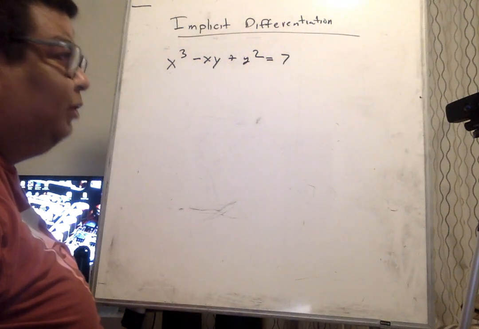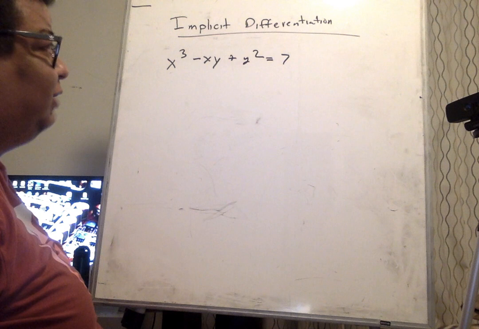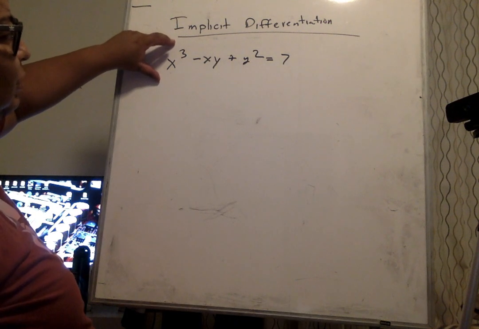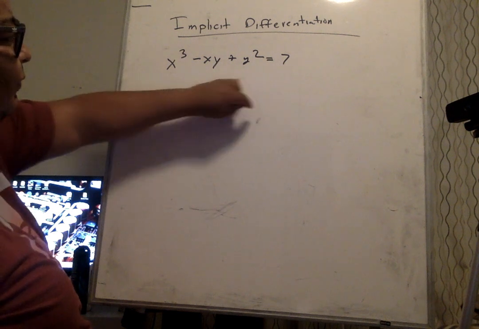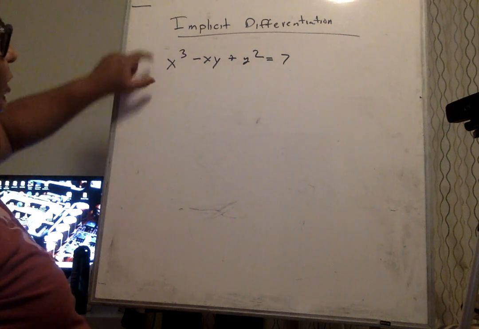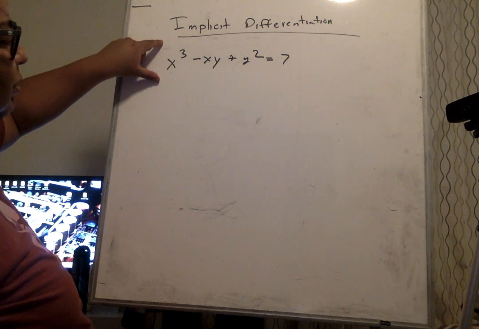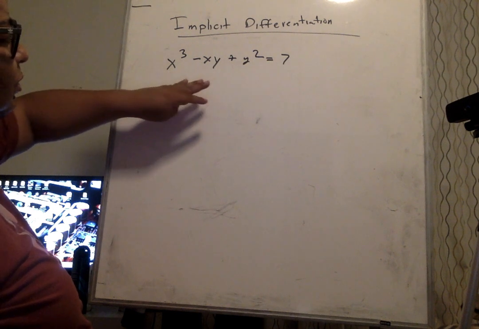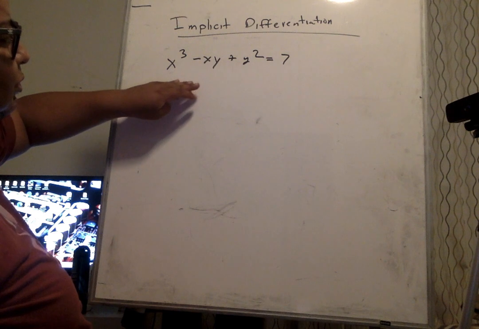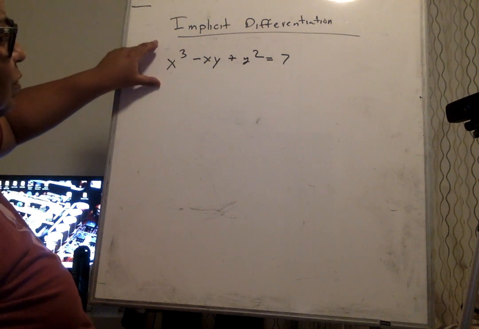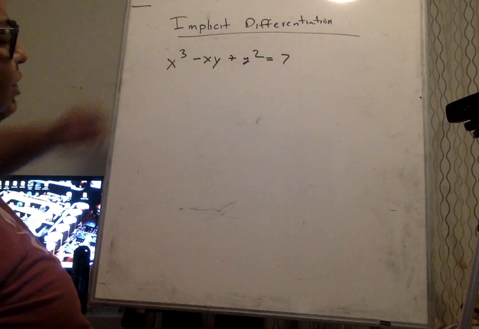Welcome guys. In this video we're gonna talk about implicit differentiation. We're gonna find the slope of the following function. Notice it would be very hard to find a derivative just by doing the regular techniques we've been using in other videos for basic differentiation. So for this one we're gonna have to use something called implicit differentiation.